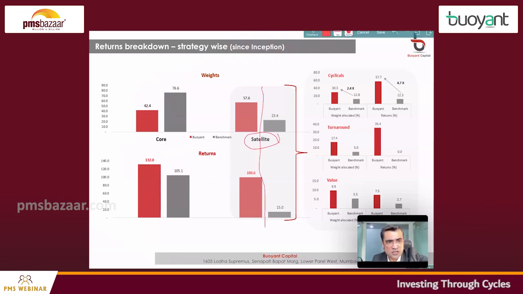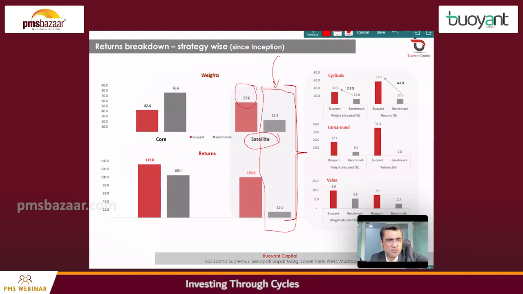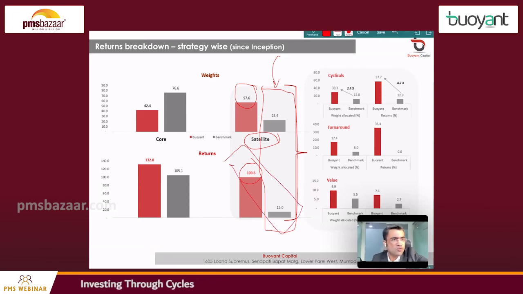So investors just look at this part, right? You invest a large part into satellite, which is cyclical, turnaround and value. You don't generate any return. Well, the index doesn't generate any return. But if done right, we have invested 57% capital and have received 100%. So when you compare these returns, these are truly well laid out returns.